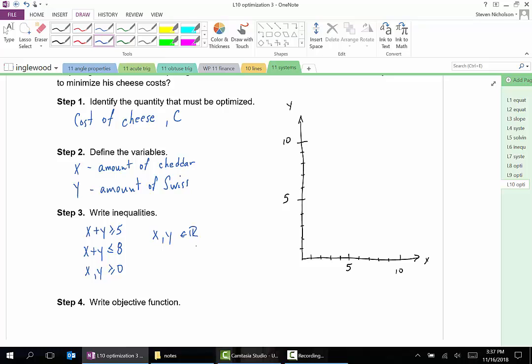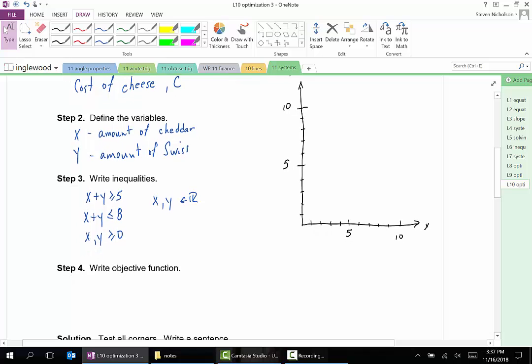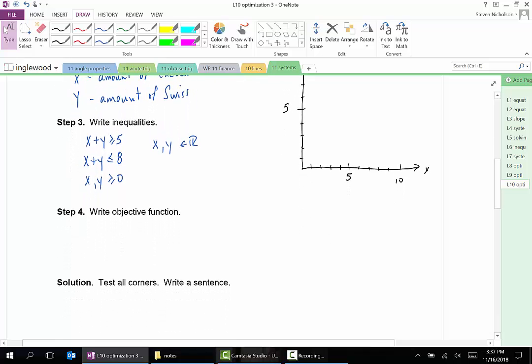So our objective function is the cost of the cheese. That's what we want to maximize or minimize. And the cost of the cheese is equal to how much it's going to cost for your cheddar. It's going to cost you $2 for every kilogram of cheddar, and it's going to cost you $3 for every kilogram of Swiss. So this is our function that we need to minimize.